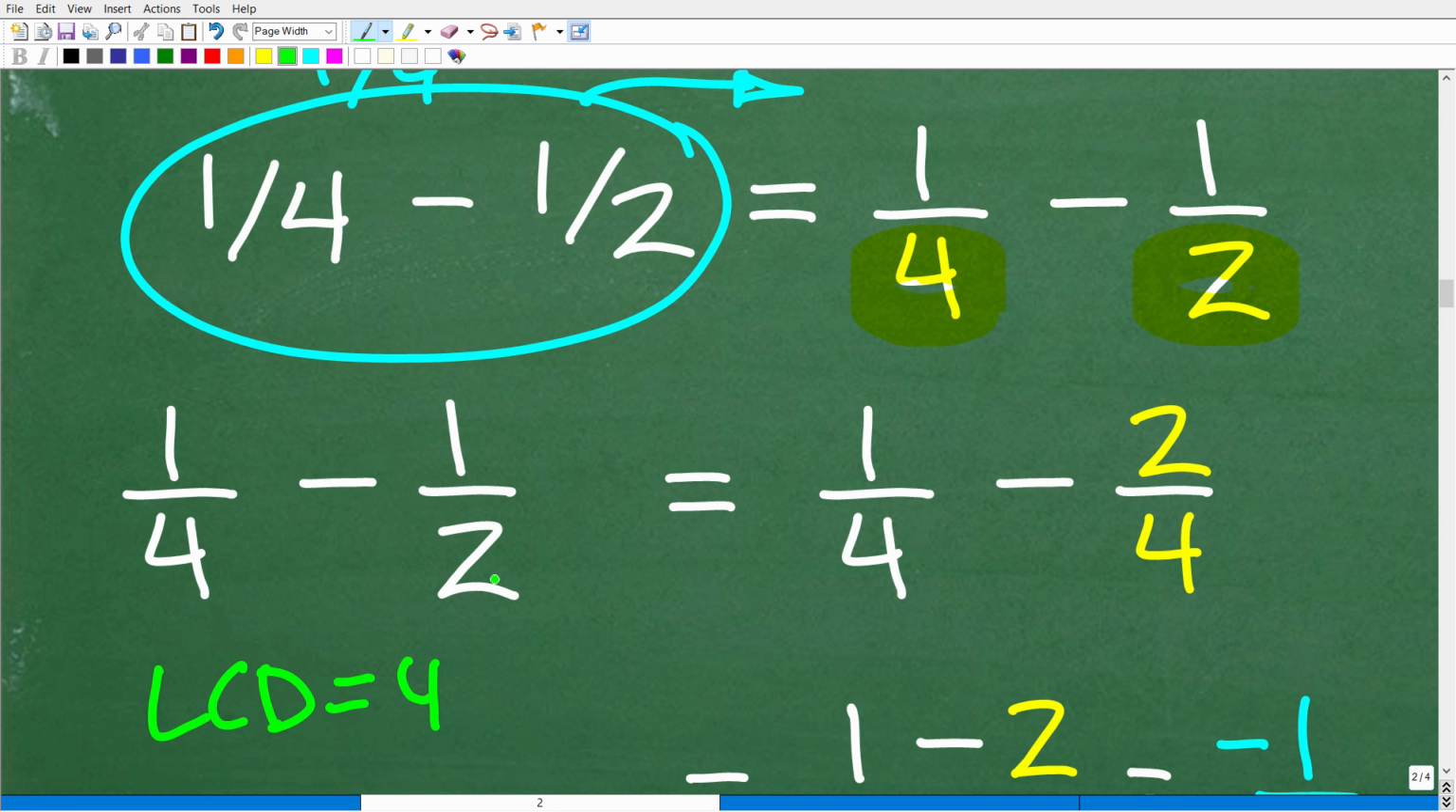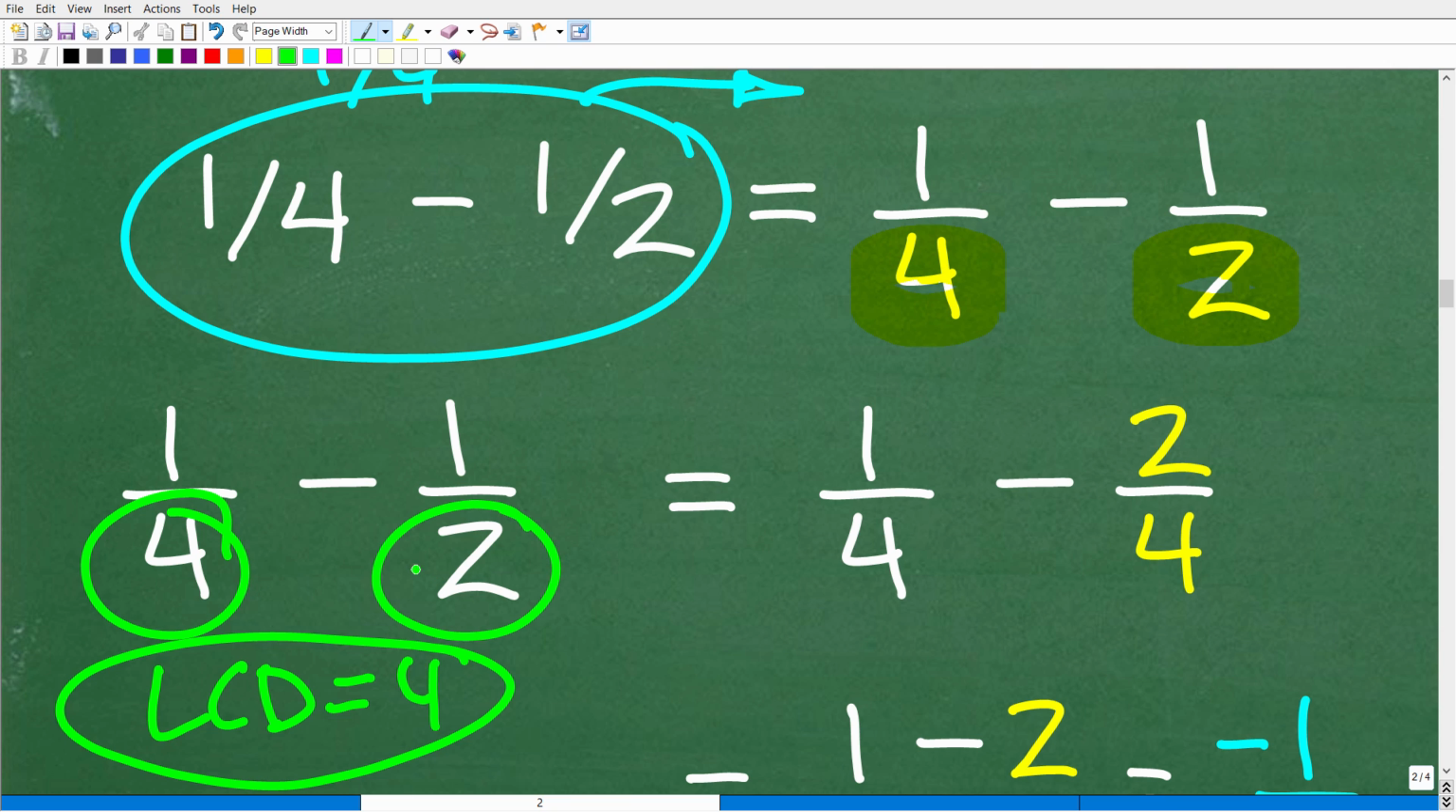Now, this is a big, big topic. What is the LCD? How to find it? But we're just doing a quick, simple explanation of the LCD. All right, so the LCD, the lowest common denominator, is 4. That means that we want to have both fractions here have the denominator 4. Well, this one already has a 4, so all we have to do is fix up this fraction right here that has a 2 and turn this 2 into a 4.